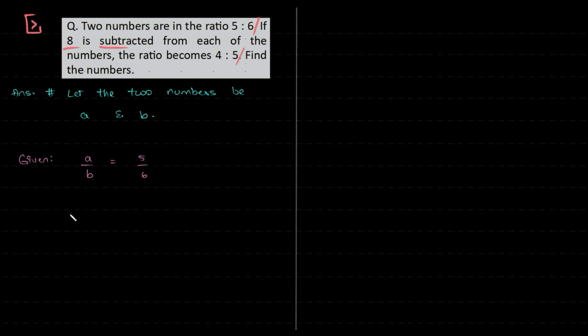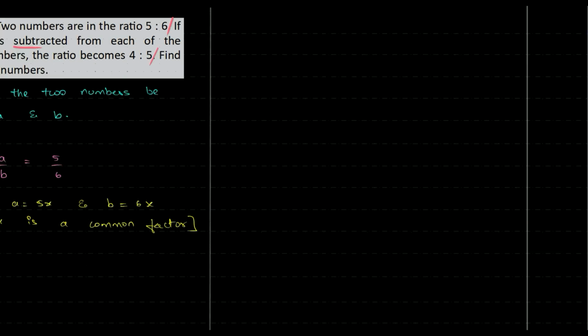That is, A is equal to 5x and B is equal to 6x. So what is this x? Where x is a common factor. Okay, so ratio problem, I hope you guys have understood the funda. The funda is quite simple. See, 5/6 can be anything.